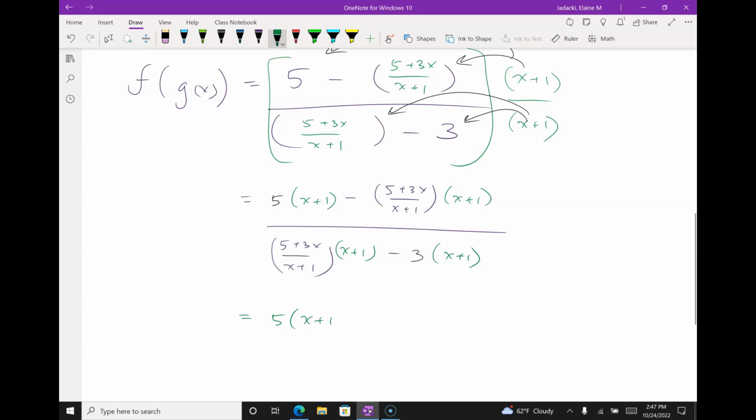5 times x plus 1 minus 5 plus 3x, right? These canceled, right? Okay. Yep, over 5 plus 3x minus 3 times x plus 1. Notice I didn't distribute at the same time. I'm trying to take my time because I know I can make mistakes if I do too many things at once. Right? When I'm eating a hamburger and changing the radio and driving.